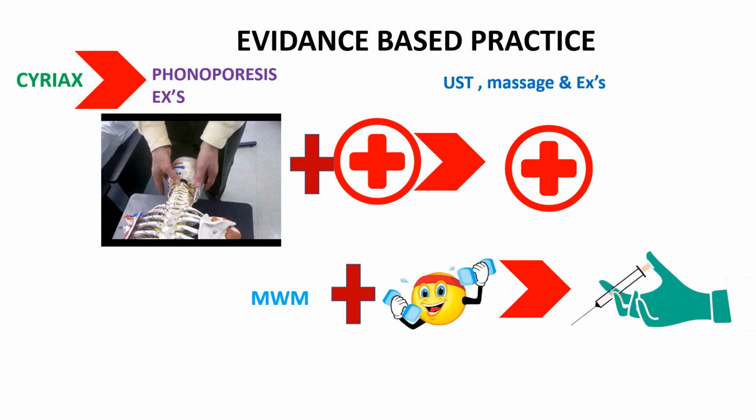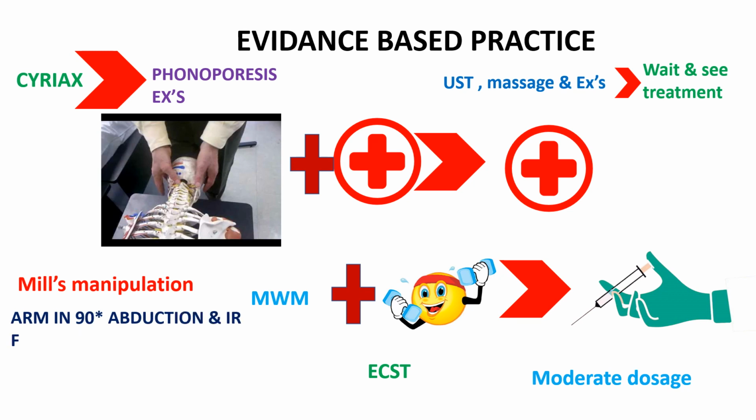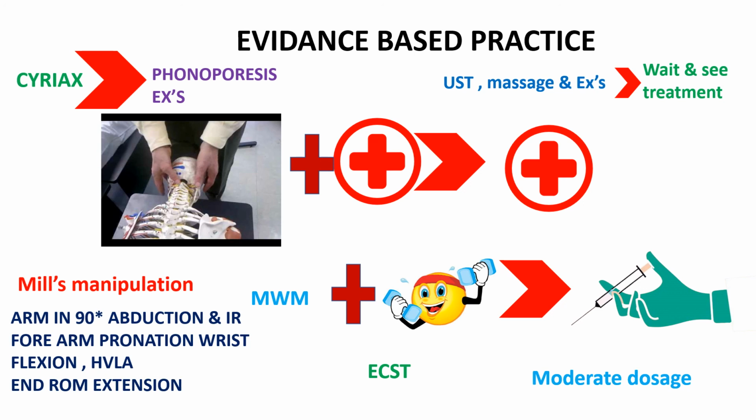Ultrasound, massage, and exercises have been shown to be no better than a wait-and-see approach. One more study shows that extracorporeal shockwave therapy, when given in moderate doses, is more effective. One more technique is Mill's manipulation, one of the most common methods of treatment, where the patient is seated with the arm in 90 degrees of abduction and internal rotation. The therapist stands behind the patient, stabilizes the wrist in full pronation and flexion, and an SBLA is given at the end range of elbow extension.